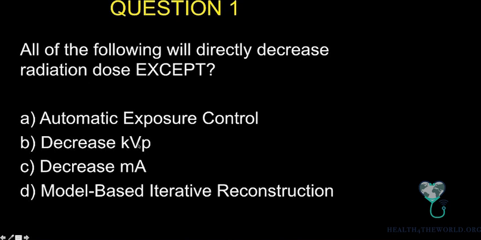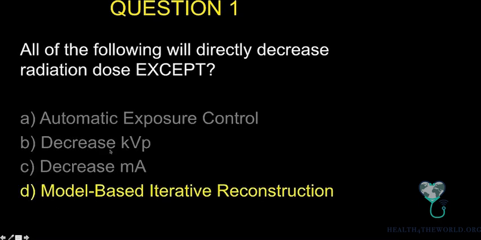If I decrease the kV, yeah, that'll decrease the dose. If I decrease the mA, yeah, that'll decrease the dose. Model-based iterative reconstruction doesn't directly decrease the dose. Remember, you have to be the one that chooses to reduce the dose. The reconstruction simply makes the images better. It kind of saves the data, if you will.